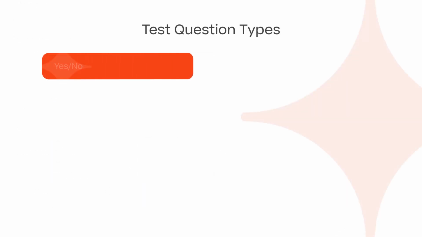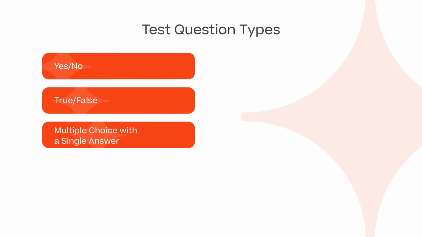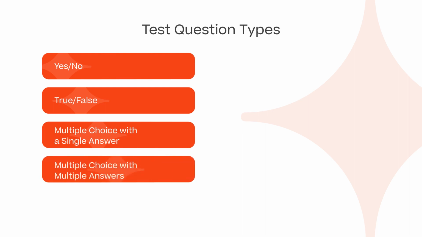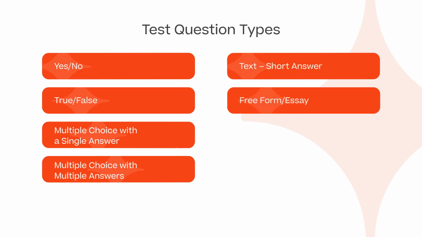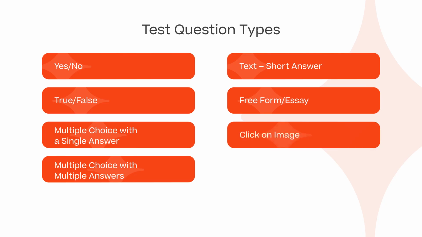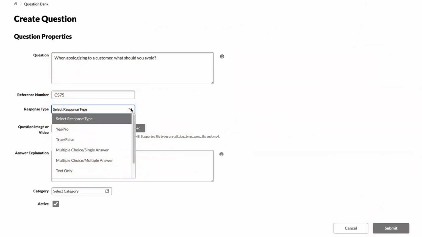You can select yes or no, true or false, multiple choice with a single answer, multiple choice with multiple answers, text, which are short answers, free-form or essay questions, and click on image. After you've decided which response type matches the question, select it from the drop-down menu. At this point, your options are going to vary depending on the question type.